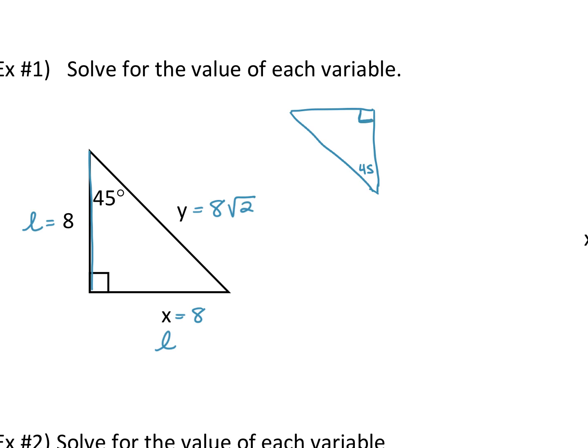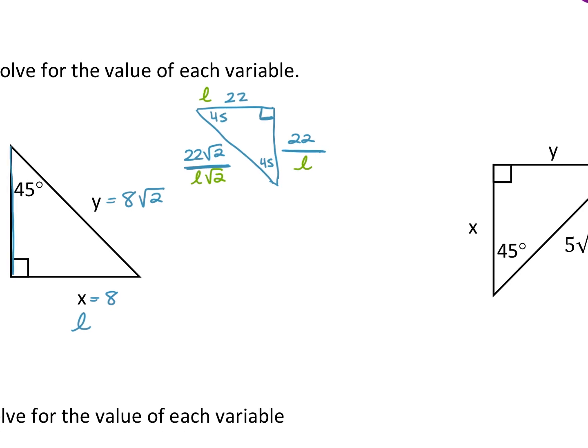Okay, so if this is my setup in a 45, 45, 90, if this is 22, what is this side? 22. The legs will always be the same. This is 22. What is this side? 22 rad 2. Okay, it's L, and L rad 2. So whatever that L is, whatever the length of the leg is, times the square root of 2. Okay? Okay, here's where it gets a little tougher.